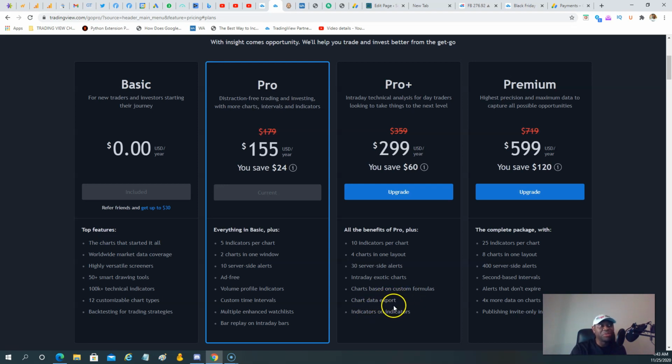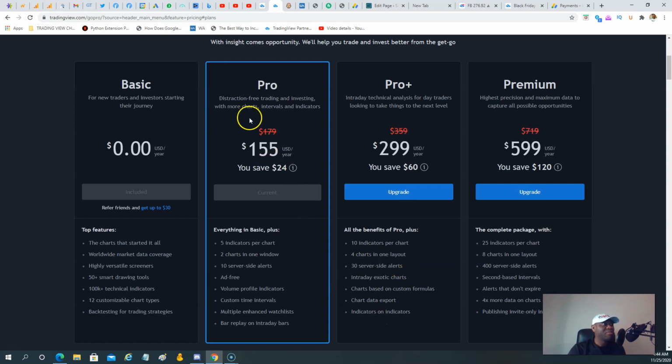Chart data export. Yeah, they have the exports on here, meaning you can get that into Excel, into whatever medium you want. Indicators on indicators. Okay, that's interesting. So let's say, for instance, you want to do an EMA on your Bollinger Band. Wow. Okay. The premium is really another level. But here, TradingView Pro versus TradingView Plus, it's up to you.